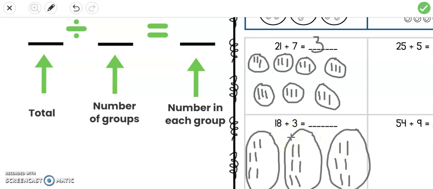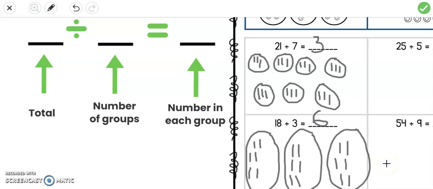Now let's count and see how many are in one group. 1, 2, 3, 4, 5, 6. So that means that 18 divided by 3 is 6.